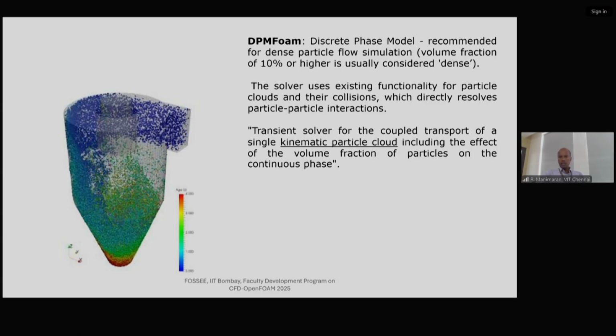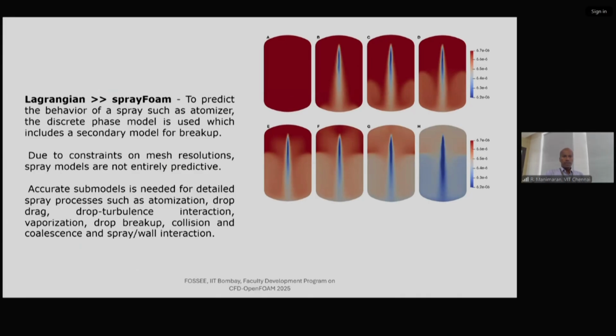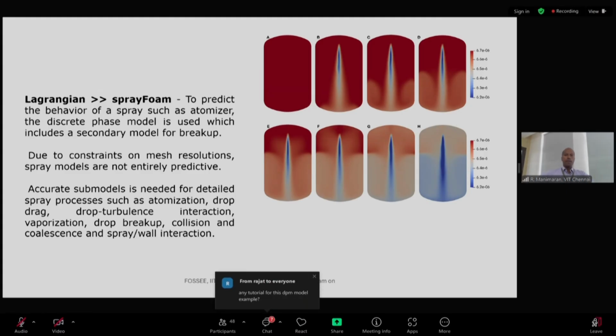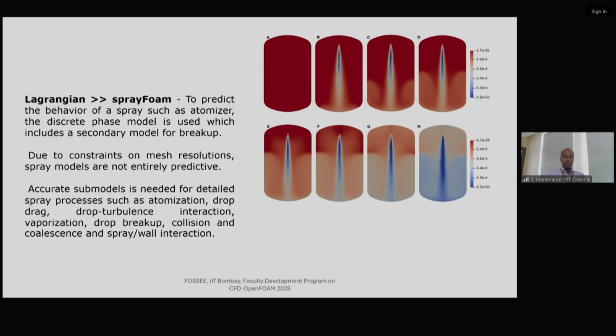We have another Lagrangian solver, sprayFoam. This is especially for predicting the behavior of spray, such as the discrete phase model, and further breakup also. The spray breakup is also identified from this solver. So there may be constraints in the mesh resolutions. It may not be entirely predictive. Accurate submodels may be needed for drop breakup, atomization, drag, turbulence interaction, vaporization, collision, coalescence, and spray volume. So different submodels are available, which you can avail from the header files of the solver in OpenFOAM.